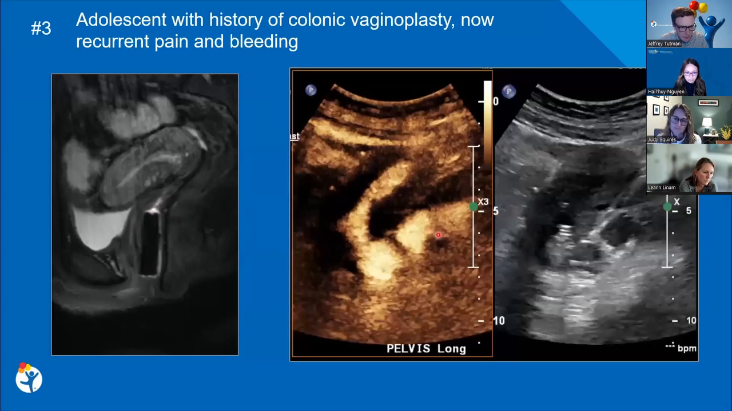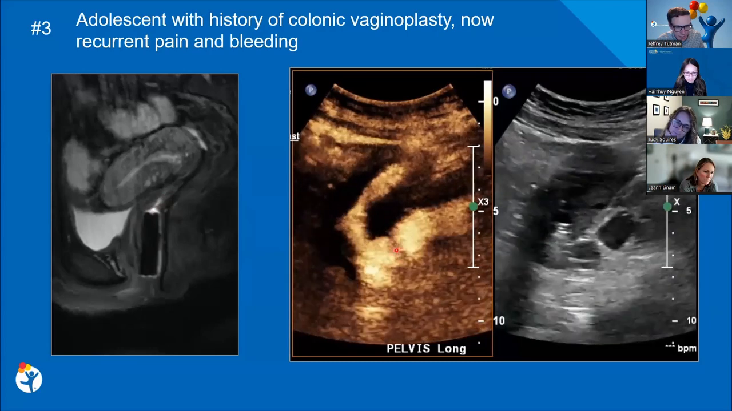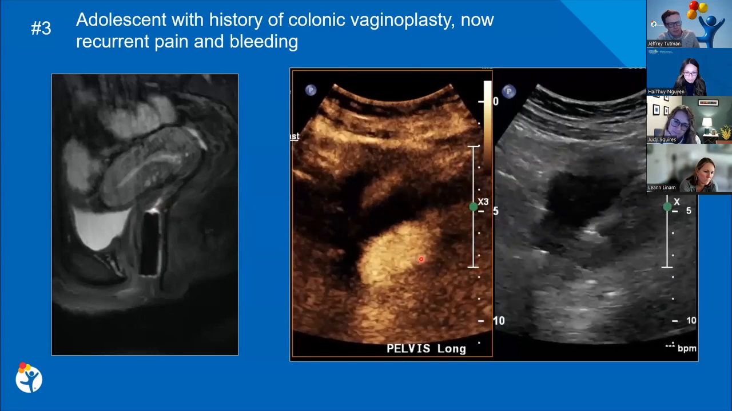I'll play through this little cine clip here. This component is the colonic vaginoplasty. This part back here is the native vagina, and this is all contrast that's within the endometrial cavity. And this right here, I think, is where the anastomosis is. As I play through here, you can see that thick band of tissue going across there. So I think this nicely showcases a pretty high-grade stenosis at that anastomotic site. Again, I think contrast ultrasound can add a lot of value in these otherwise confusing female pelvis cases.